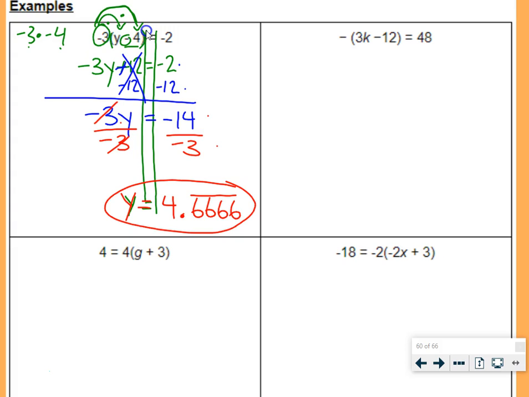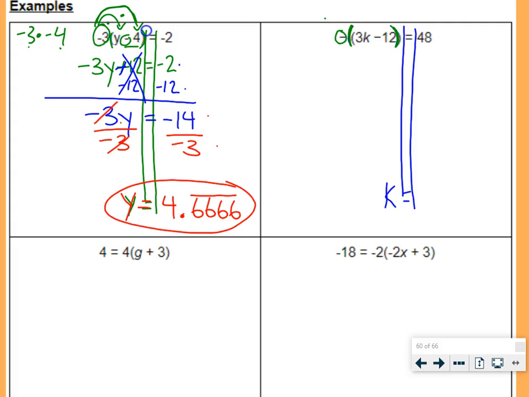Next problem, negative times the quantity 3k minus 12 equals 48. Draw your railroad tracks, find your variable. Variable is k. Our goal is to get that all by itself, figure out what k equals. Now, you see that k is trapped in these parentheses. So first off, we have to distribute this negative.